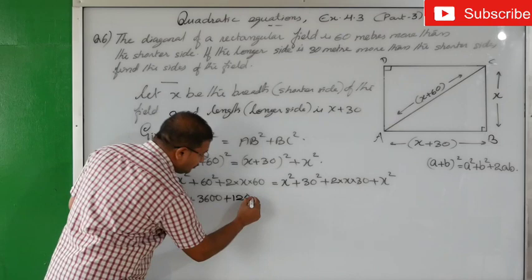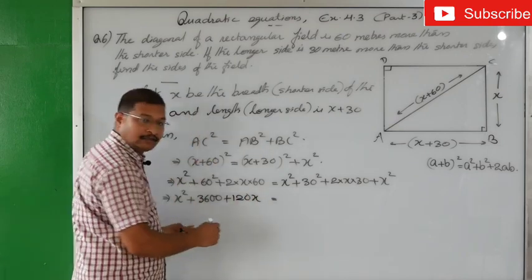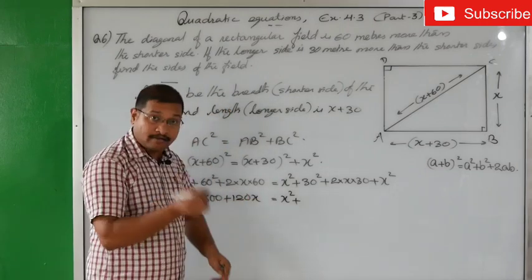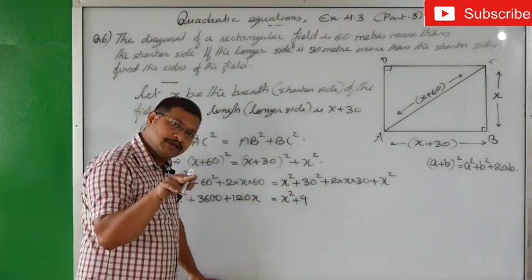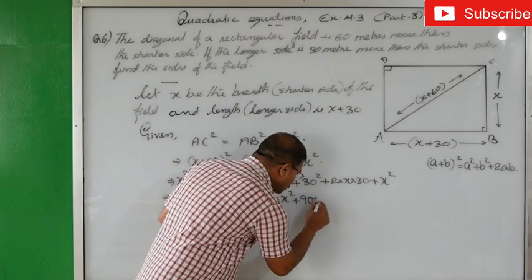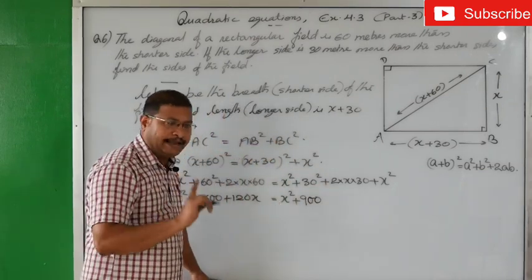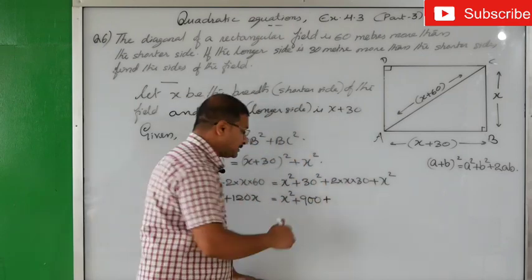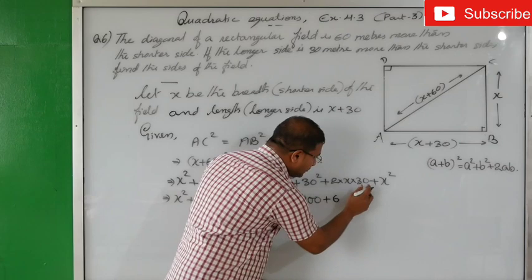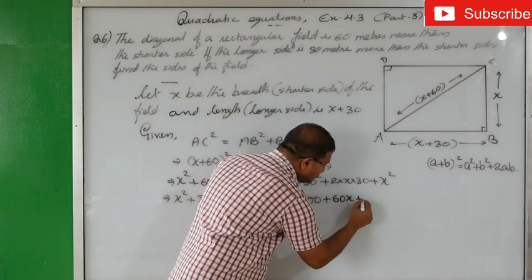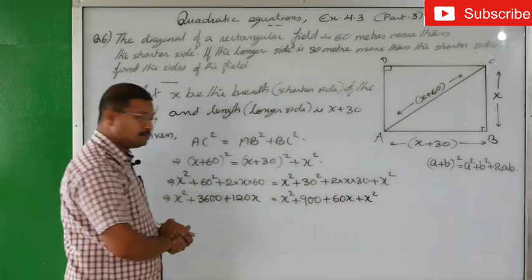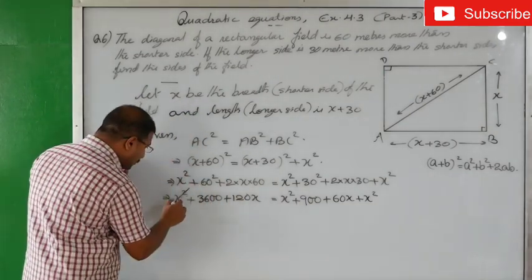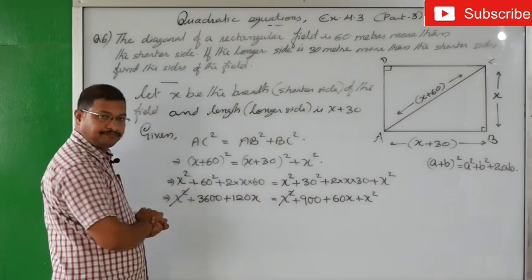That is 120x, equals x square plus 30 square. 30 square means 3 threes are 9. 10 square means 100. That means 2 zeros will put. Otherwise, 30 into 30 is 900. Plus 2 into 3, 2 threes are 6. That means 6 and 0, this, 60x, plus x square. Is it okay? See, both sides, left and right, x square will cancel.